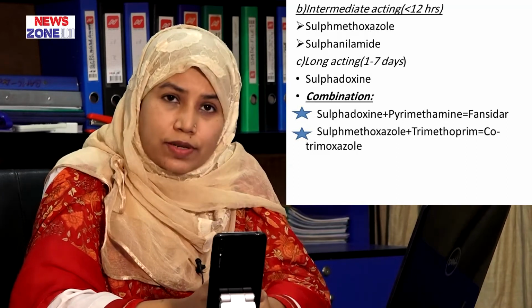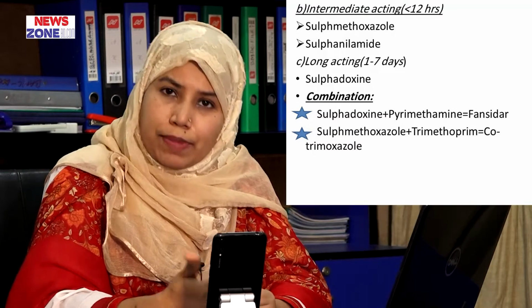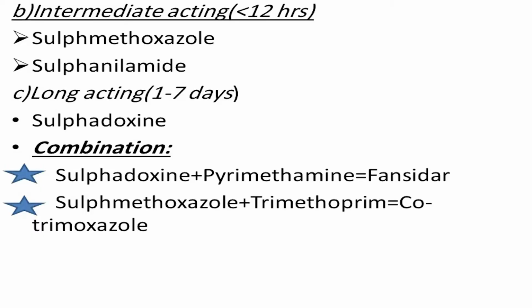Number 1, sulfadoxine with pyrimethamine, and it forms Fansidar, that is used in malaria. And number 2, sulfamethoxazole and trimethoprim, that forms cotrimoxazole, which is an important antibacterial drug. A few days ago it was very available in the shops and named Cotrim. Okay. Now what are the indications of antifolate drugs?